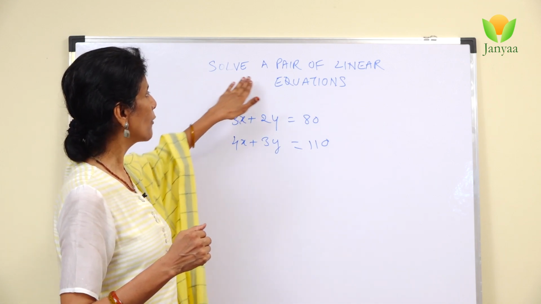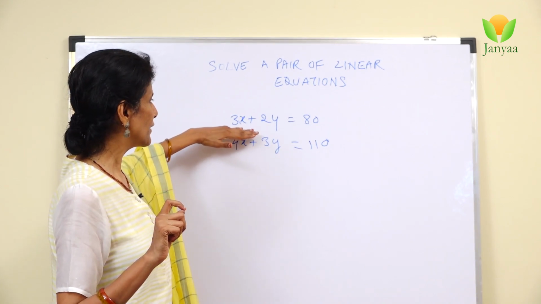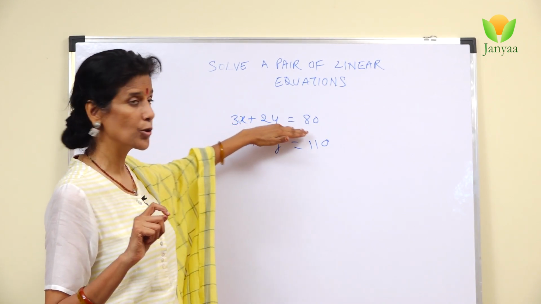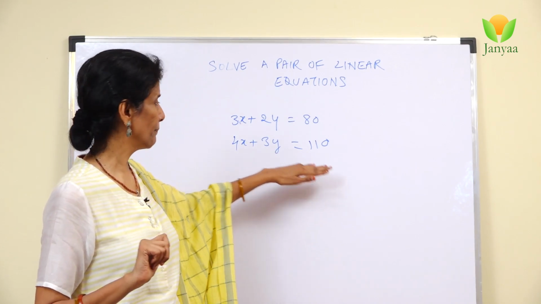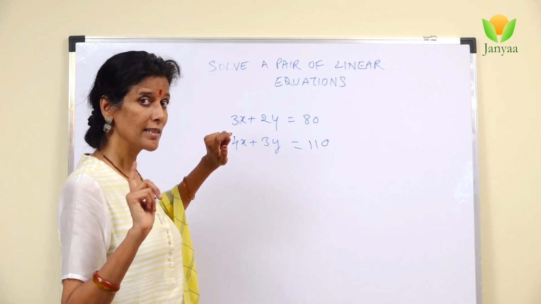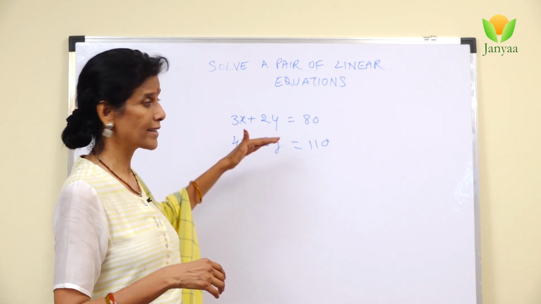Today we learn how to solve a pair of linear equations. Okay, so we have these two equations, 3x plus 2y equals 80 and 4x plus 3y equals 110. Now we have two variables here, x and y. So we want to solve and get the values of x and y.